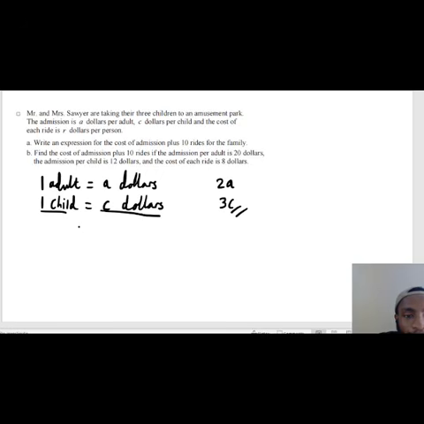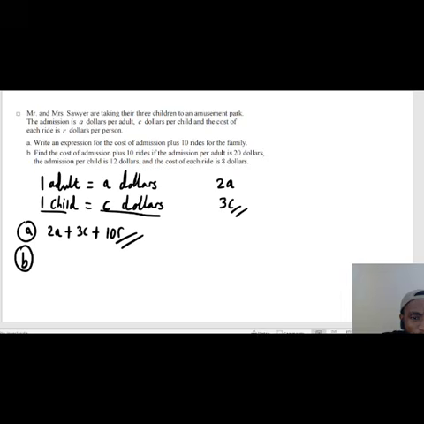Now, they say write an expression for the cost of admission plus 10 rides for the family. So since it's 10 rides, the answer for A is simply 2A plus 3C. That's the cost of admission. Now, plus 10 rides for the family, that's 10 times 8. Remember, because it's $8 per person, so that's the answer. Moving on, let's go to B now.